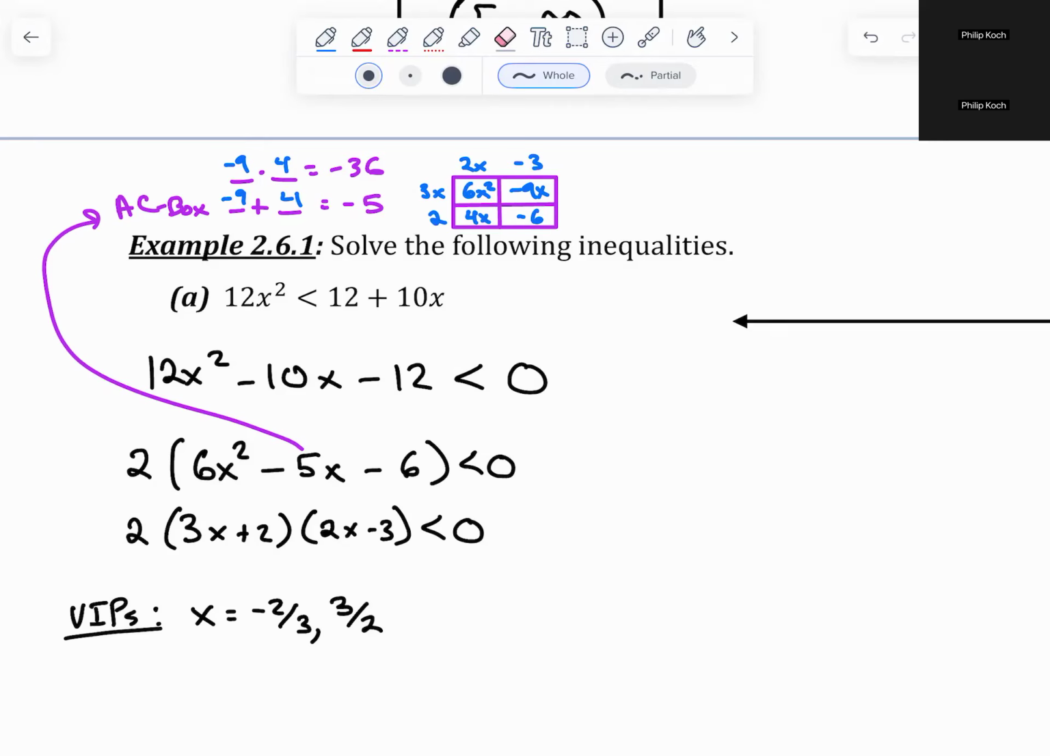But anyways, you only get those two. Remember, the 2 doesn't have an x on it, so it doesn't give us any VIPs. If it had been 2x here, then we would get 0. But that's not the case.